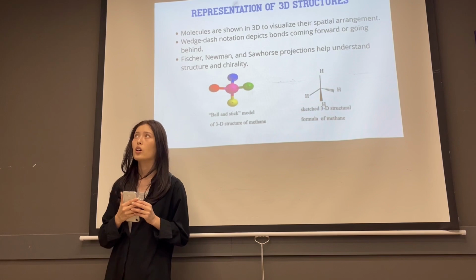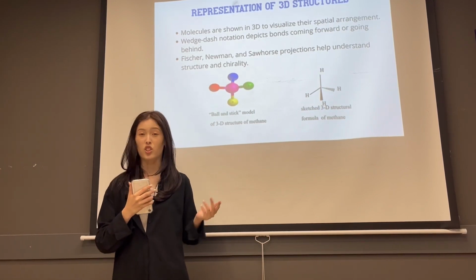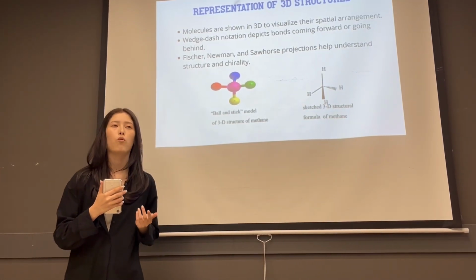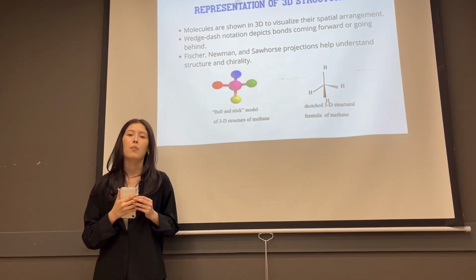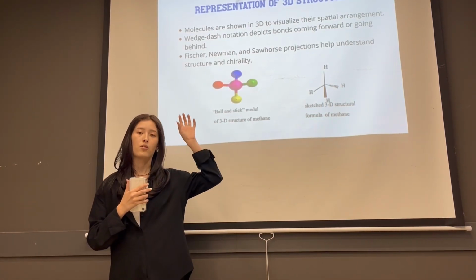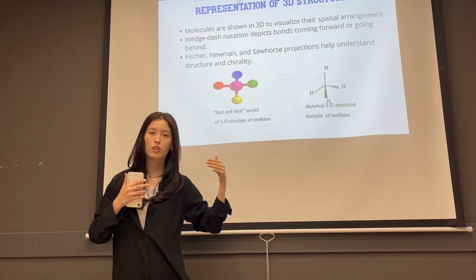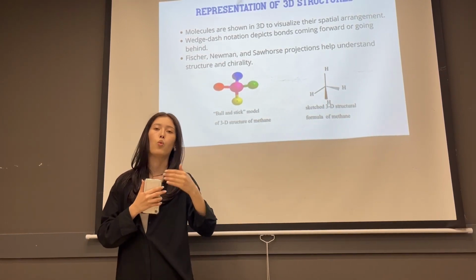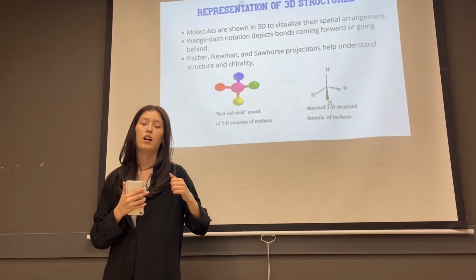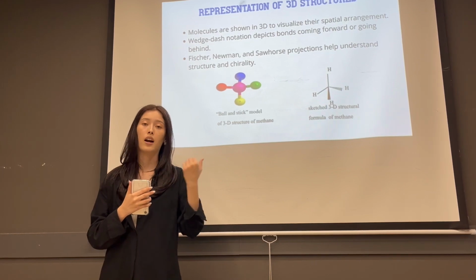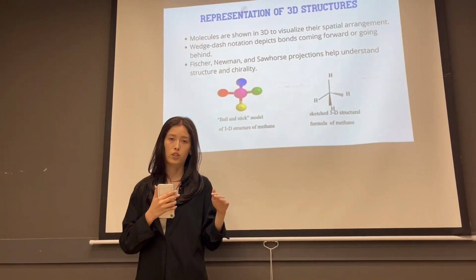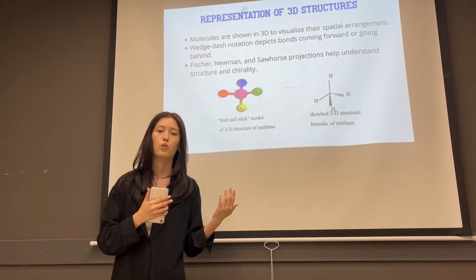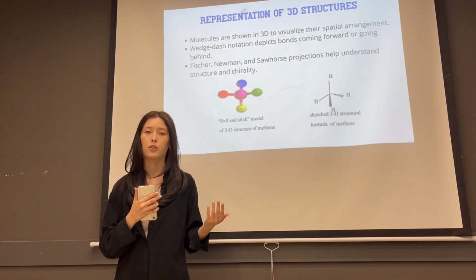The next is Fischer projections, which can be used for amino acids and sugars, with the carbon placed at the top, and the horizontal bonds represented toward us, and the vertical ones represented behind. So in this structure, we don't need 3D models.